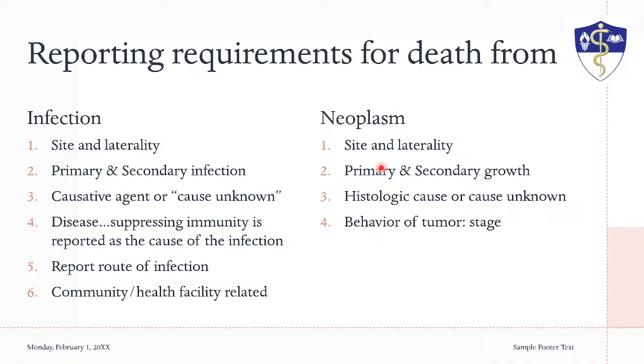So each one will be site and laterality, placed as primary or secondary infection, versus primary and secondary growth. Okay, so causative agent or cause unknown. You can also place histologic cause or cause unknown in neoplasms. Disease suppressing immunity is reported as the cause of infection. So if it's HIV, why did the infection spread? Diabetes, okay, you can put that as the UCOD, the underlying cause of death.